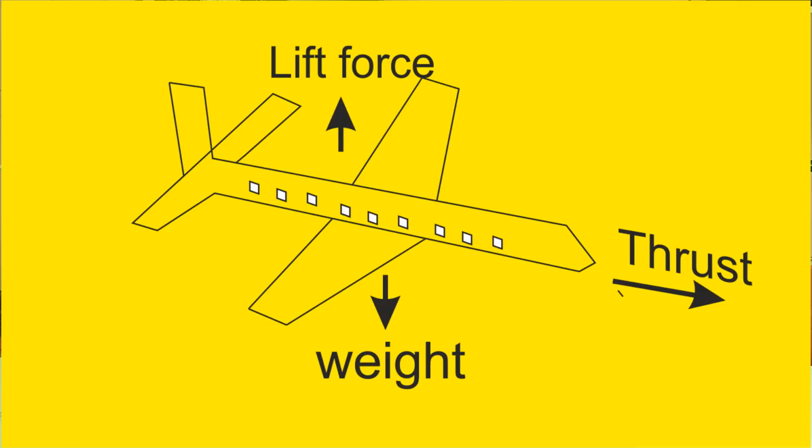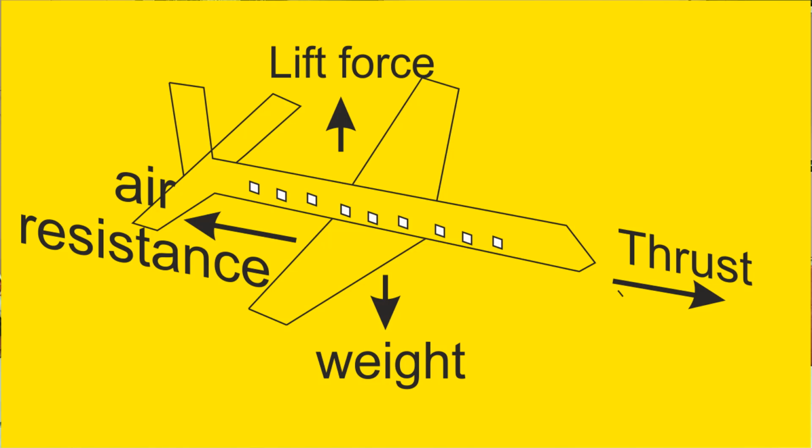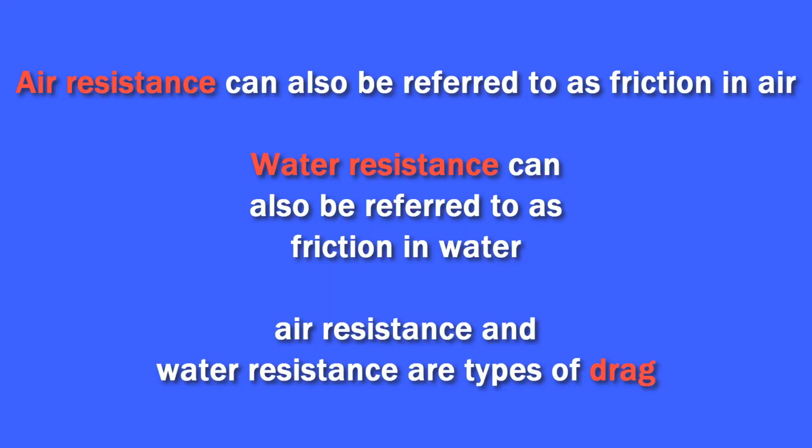And if this aeroplane is moving forward, what other force will come into place here? Air resistance. You are right. Air resistance in that direction. Beautiful. I think that's about it. You can also refer to air resistance as friction in air and water resistance as friction in water. Air resistance and water resistance are types of drag.